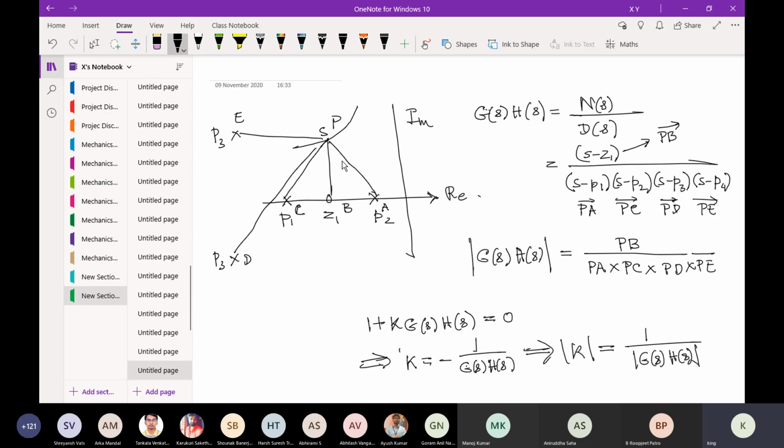from the geometry itself. This is important because when we are going to use the root locus for design purposes, these ideas of geometry will be very useful to you.